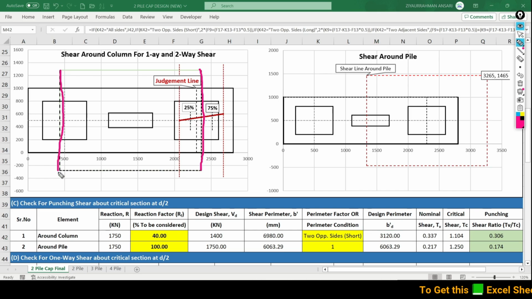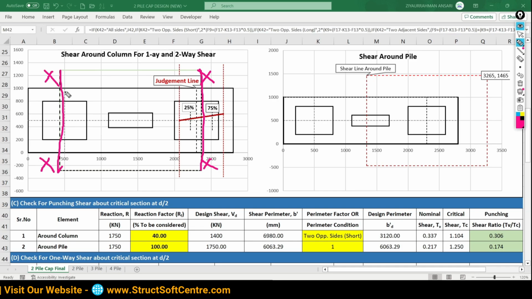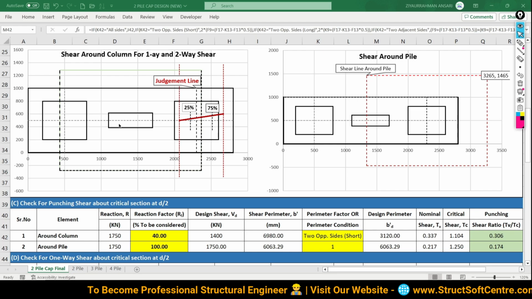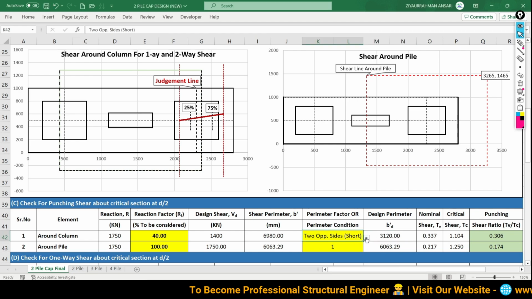But again there is a problem. We don't need to consider this part, which is coming outside of the pile cap. This is also not needed to consider. This is also not needed to consider. Then what? We need to consider only the portion coming inside of the pile cap. Then 1000 plus 1000 is going to become 2000. So we have to choose another option.